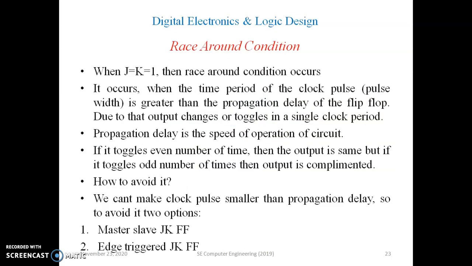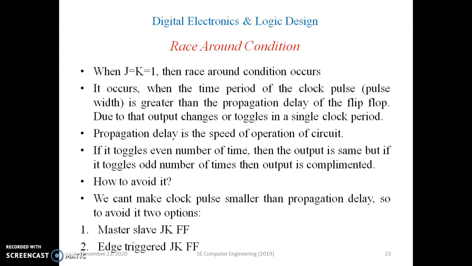Next is race around condition. So what is the race around condition? When J and K, both the inputs are connected to the logic high or 1, at that time it is called race around condition. It occurs when the time period of the clock pulse is greater than the propagation delay of the flip-flop. So what is the propagation delay? It means the time required to complete that cycle, and due to that the output changes or toggles in a single clock period. Propagation delay is the speed of operation of the circuit.